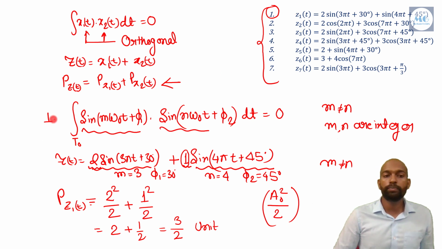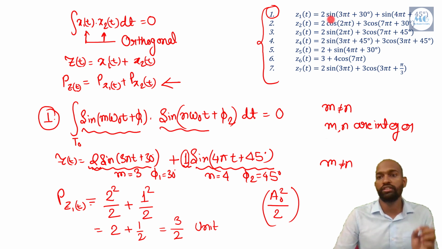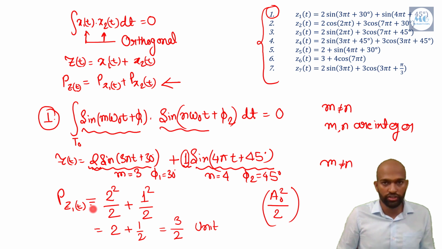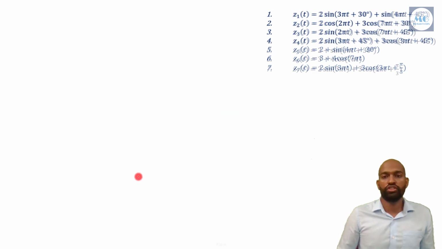So using this formula, what did we get? We got the power of these kinds of functions or signals, which include sinusoidal functions and whose format is like this. So for all the questions whose format is like this, we can get the power of those signals. Let's move on to the second question.